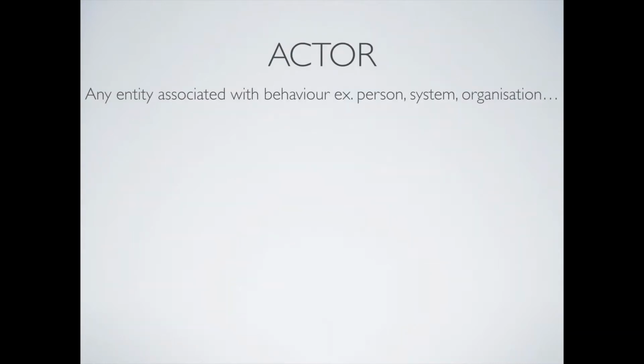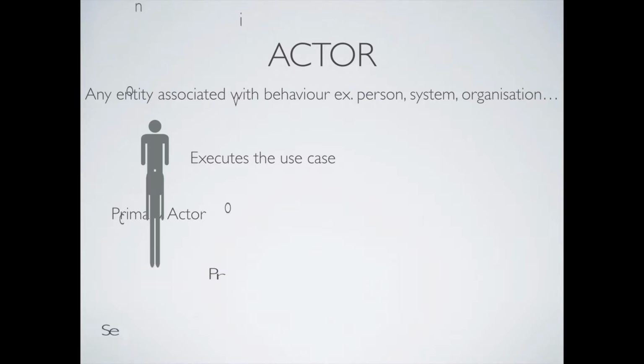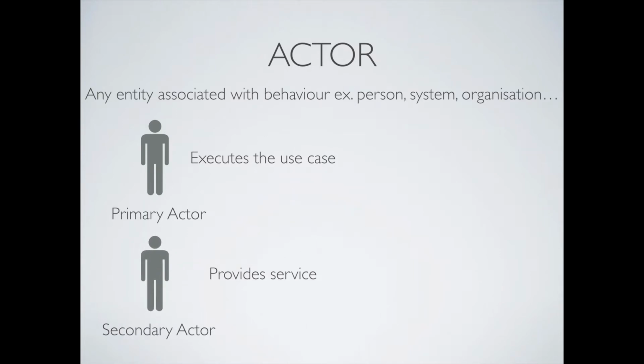The actor essentially is an entity associated with behavior, for example, a person, system, or organization. There are three main types of actors. The first one is the primary actor, which is the entity responsible for carrying out the tasks described by the use case. The primary actor sometimes needs a secondary actor or actors which enable one, some, or all of the tasks to be completed. It essentially provides a service for the process to be completed. This can be anything ranging from an external system or database to another person or anything else.